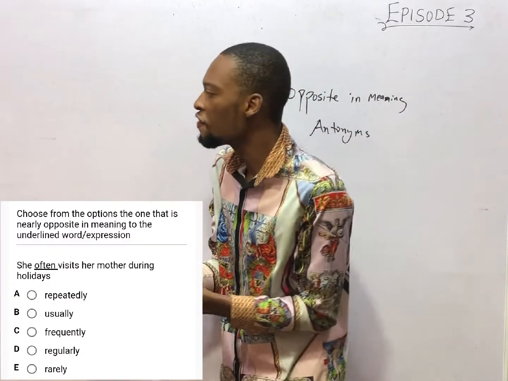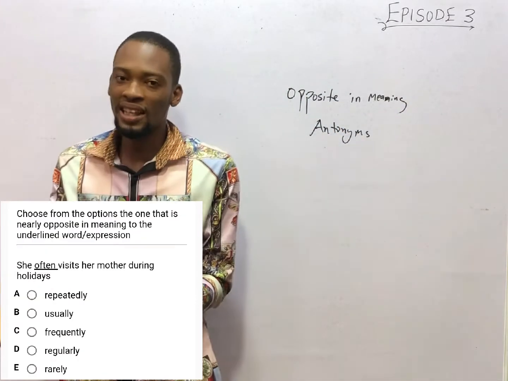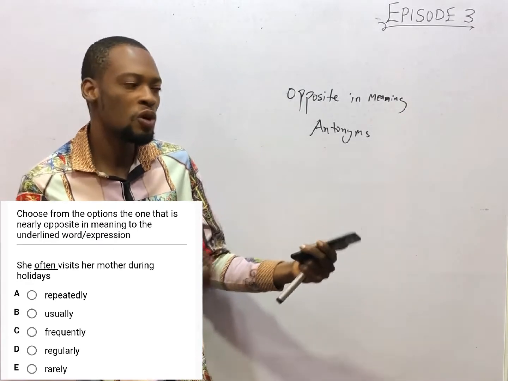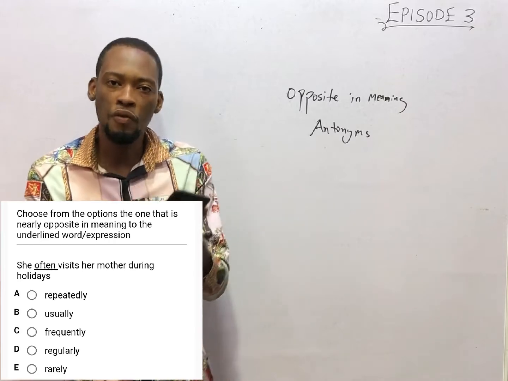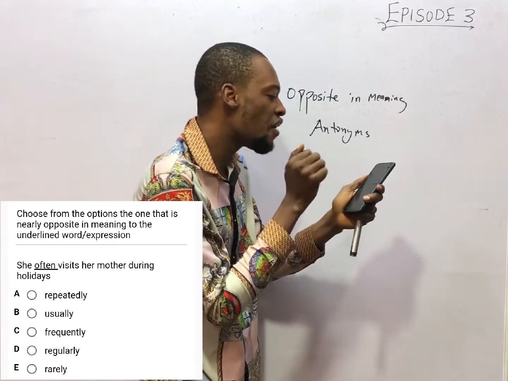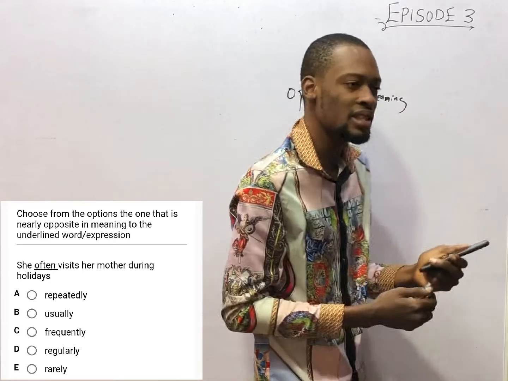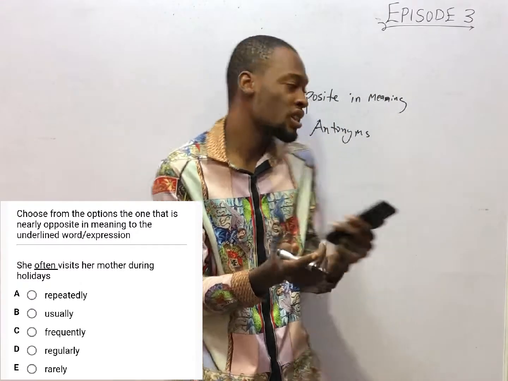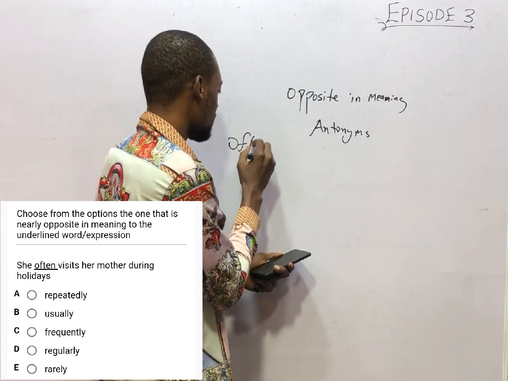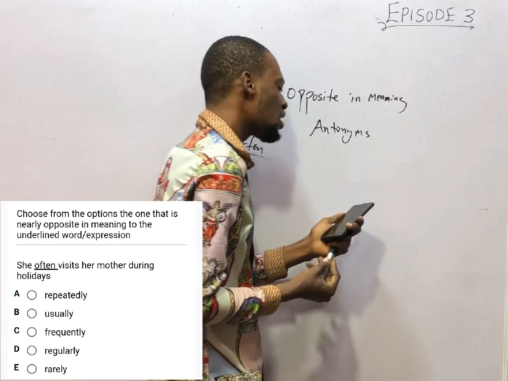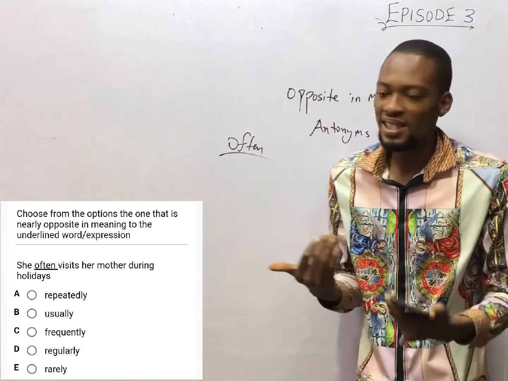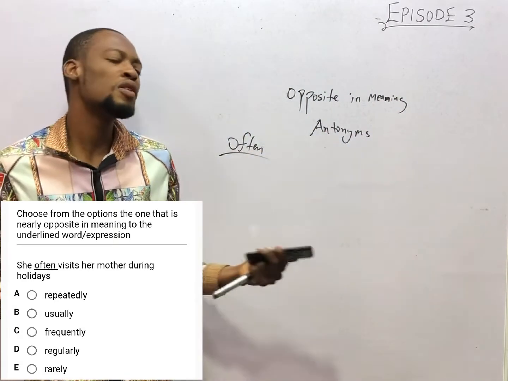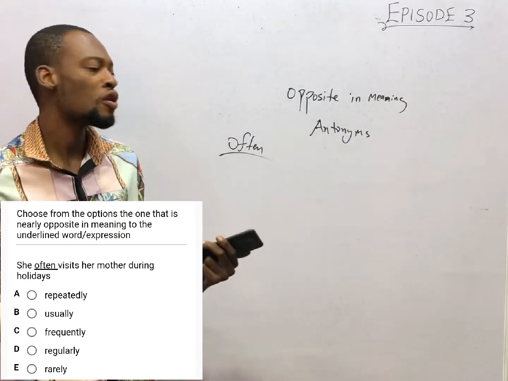Which means if go is underlined, we need to look for the option that says come, because come is the opposite of go. And the question here says, she often visits her mother during holidays, and the underlined word is often. Now, what does often mean? Often means she regularly visits her mother, most of the time. I do this often, it means I do this most of the time.